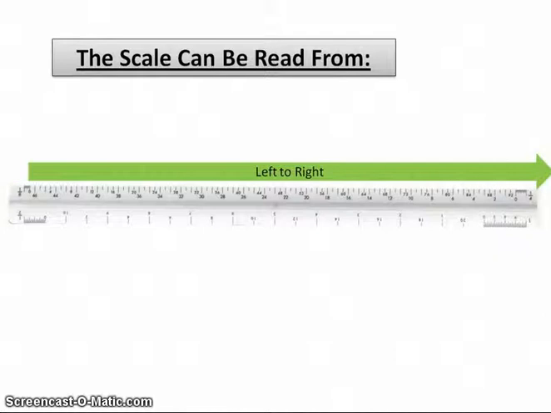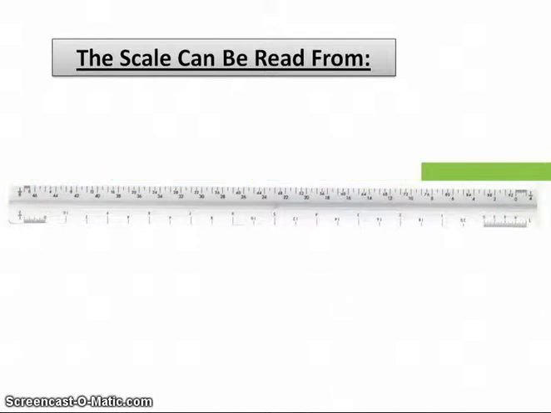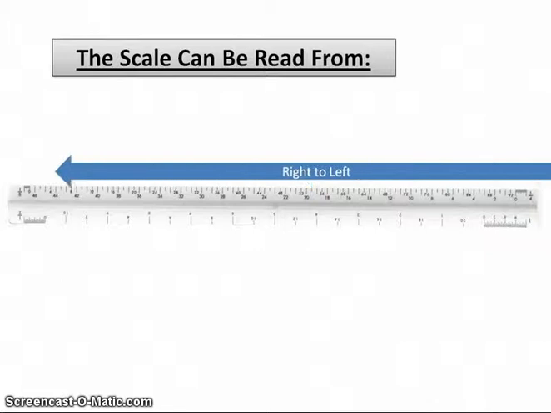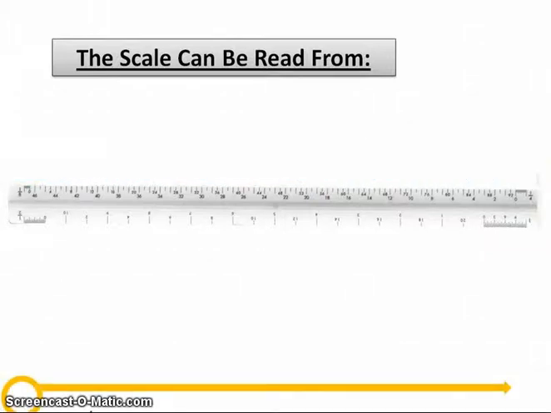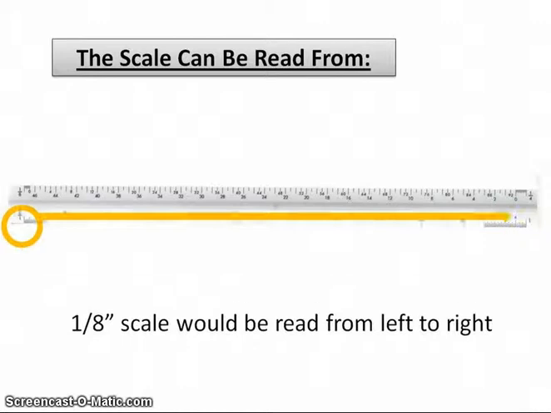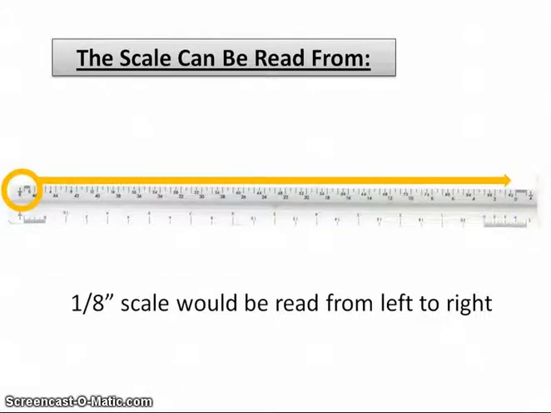First, it can be read from left to right. It can also be read from right to left. An example. So let's say that we had a measurement that was on the 1/8 scale. First, we would find where 1/8 is located on our architect scale. Once we have that, we know that from its location that we will be reading our measurements from left to right.